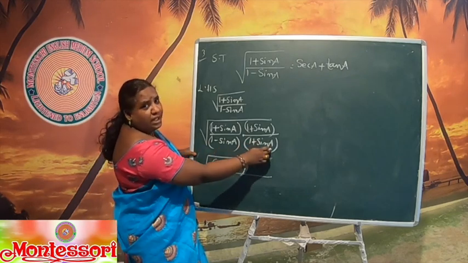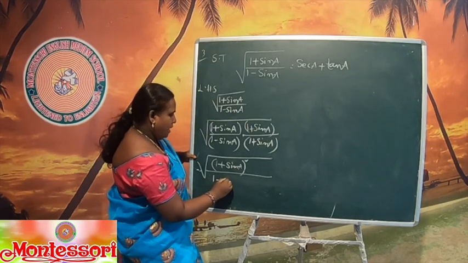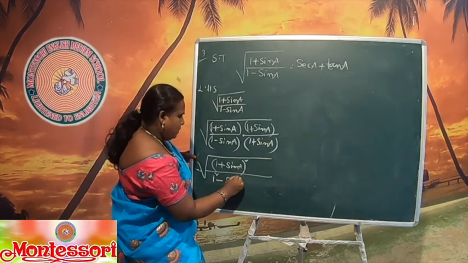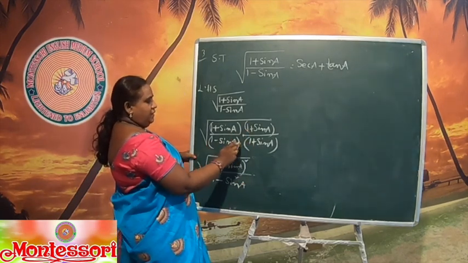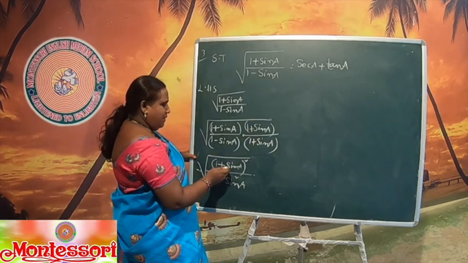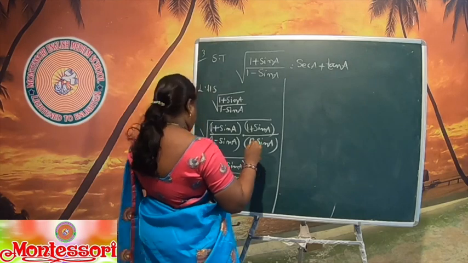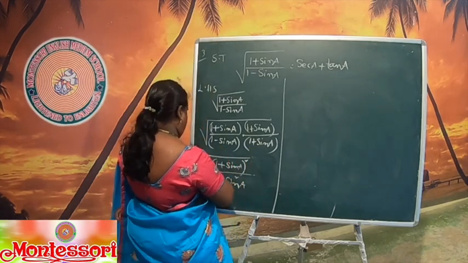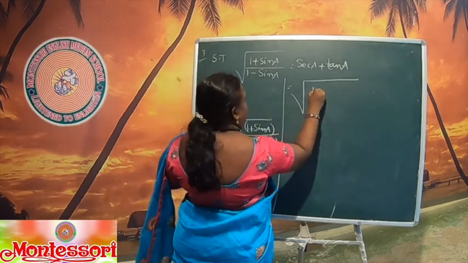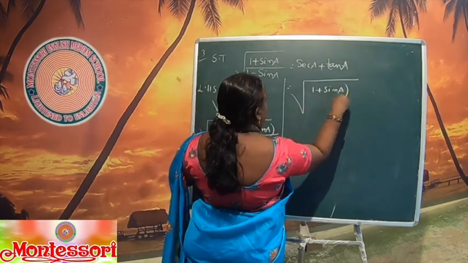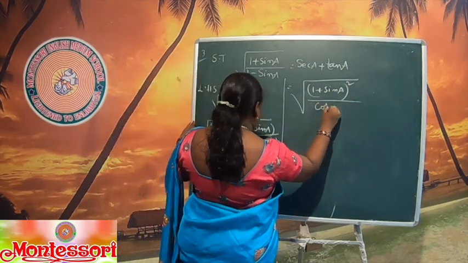A plus B into A minus B is A square minus B square. That is 1 minus sin A: 1 square minus sin square A. So I multiplied both with 1 plus sin A on both sides. This will be squared and this is like this. Then finally here, if you apply the square root of 1 plus sin A whole square by 1 minus sin square, which is equal to cos square A.